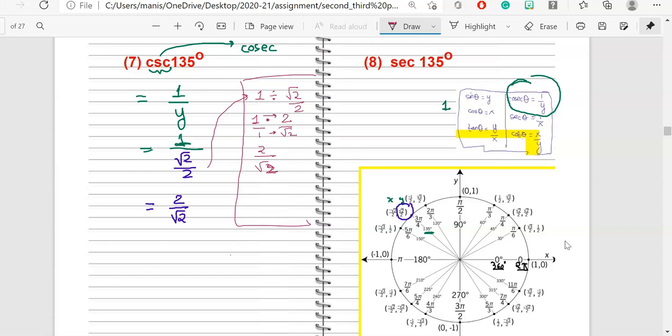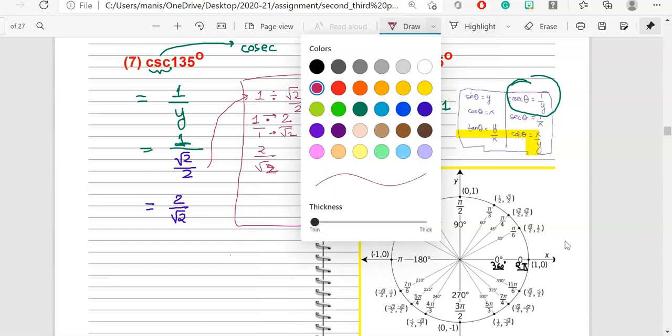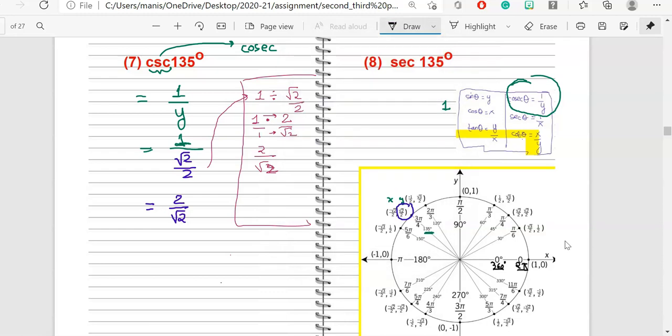Now is this your answer? No, this is not your answer, because this is not in standard form. Always remember, whenever you have a radical in the denominator, that's not in standard form. How do you make it standard form? You rationalize the denominator. What does rationalizing the denominator mean? Look at the denominator. If it is radical 2, you will multiply and divide by radical 2 over radical 2. If it was radical 3, then I will do radical 3 over radical 3 similarly.